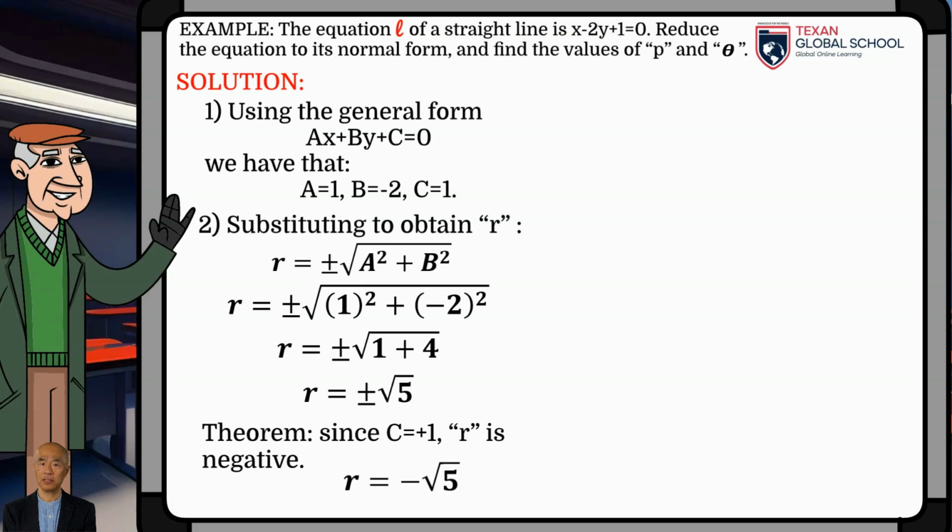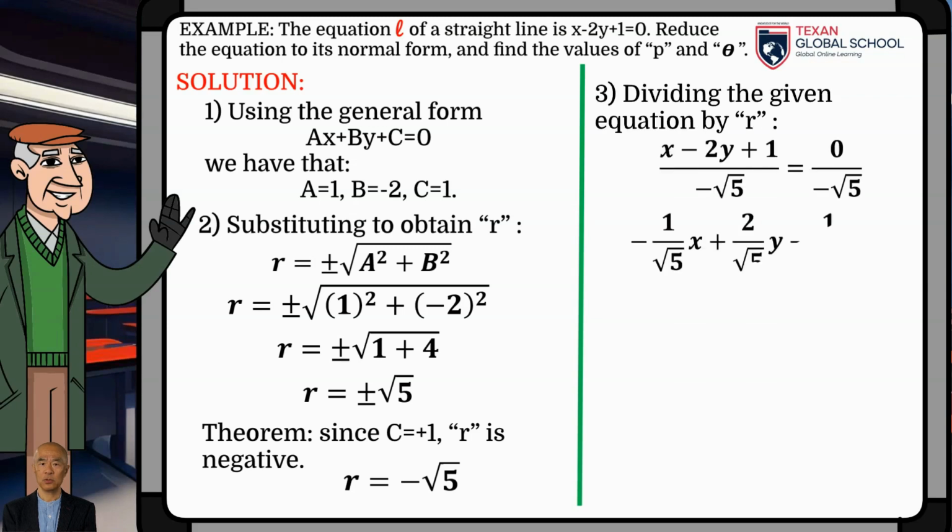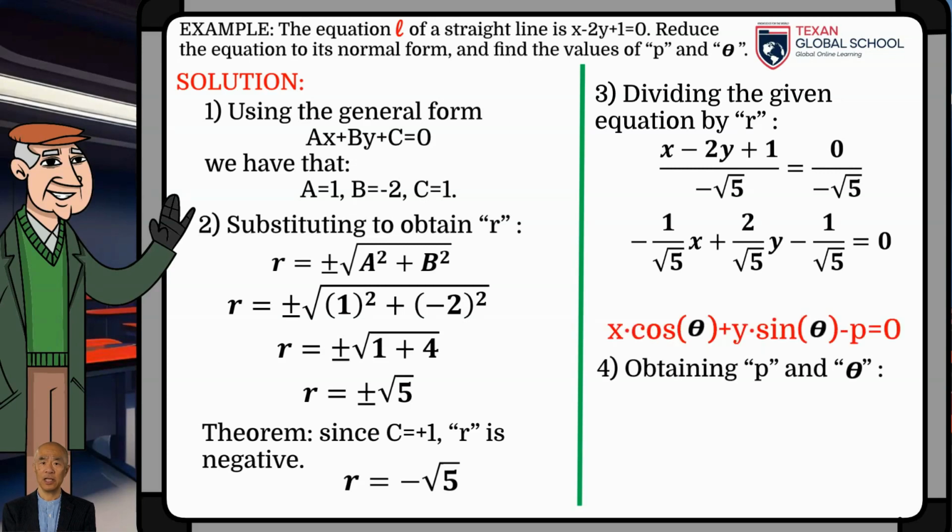According to the theorem, since c is different from 0, r has the opposite sign. Therefore, since c is a positive 1, r will be negative. Then, r is equal to minus the square root of 5. Dividing the given equation by r and developing results in the normal form of the equation of the given straight line. To obtain the values of p and theta, compare the coefficients of the equation obtained with the normal form. We can see that the cosine of theta is equal to negative 1 over the square root of 5, the sine of theta is 2 over the square root of 5, and p is 1 over the square root of 5.